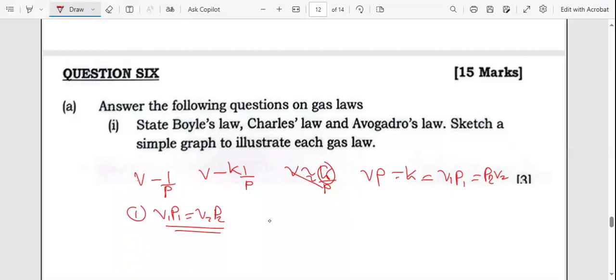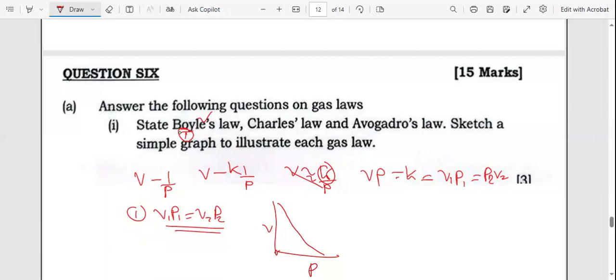So we are saying it's inversely proportional. So the graph for this one will actually be like this. So pressure there, then volume. So that's the graph you give for Boyle's law. So it states that at constant temperature, we need to keep temperature constant.